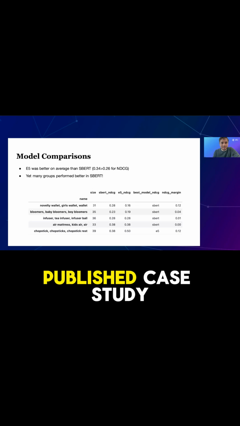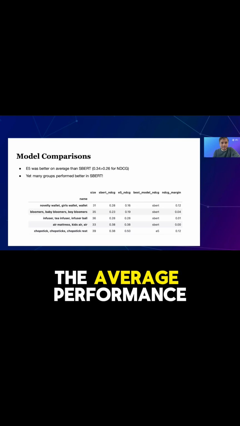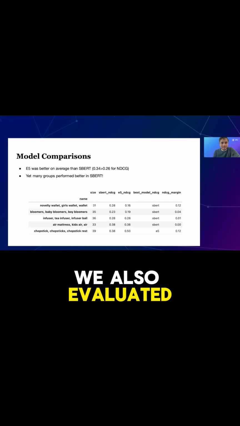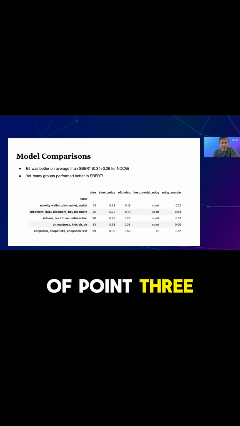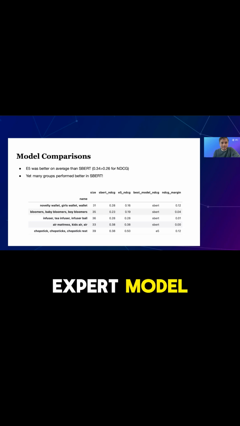So in our published case study on this e-commerce data set, the average performance of E5 was pretty good, better than the expert model we also evaluated, a comparison of 0.34 versus 0.26 for this metric. However, the navigable clustering surfaced a lot of groups that actually performed better in the expert model.